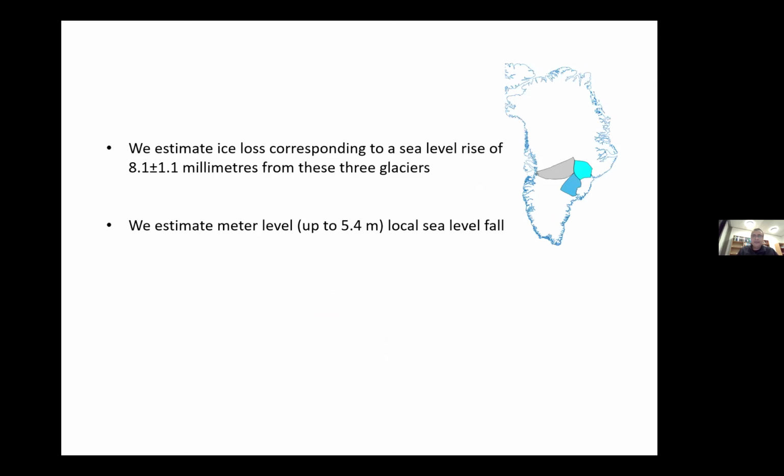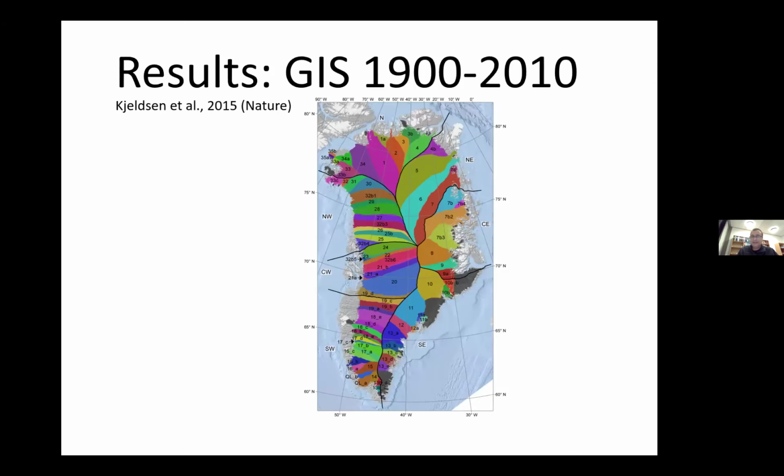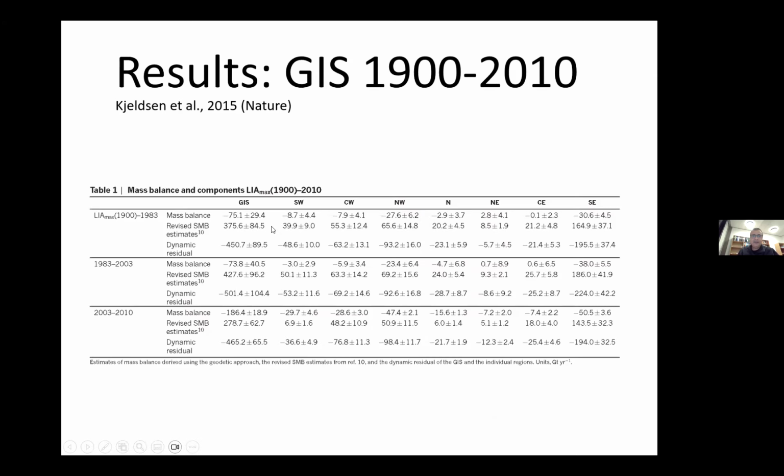And next, I will look at the entire Greenland ice sheet. Now, it is very difficult to estimate annual changes over the last 100 years. So this is why we have only done it for three glaciers. It takes a lot of time. So for the entire Greenland ice sheet, this paper was published by Kjeldsen, and for this paper, we have just one estimate for 1900 to 1983.